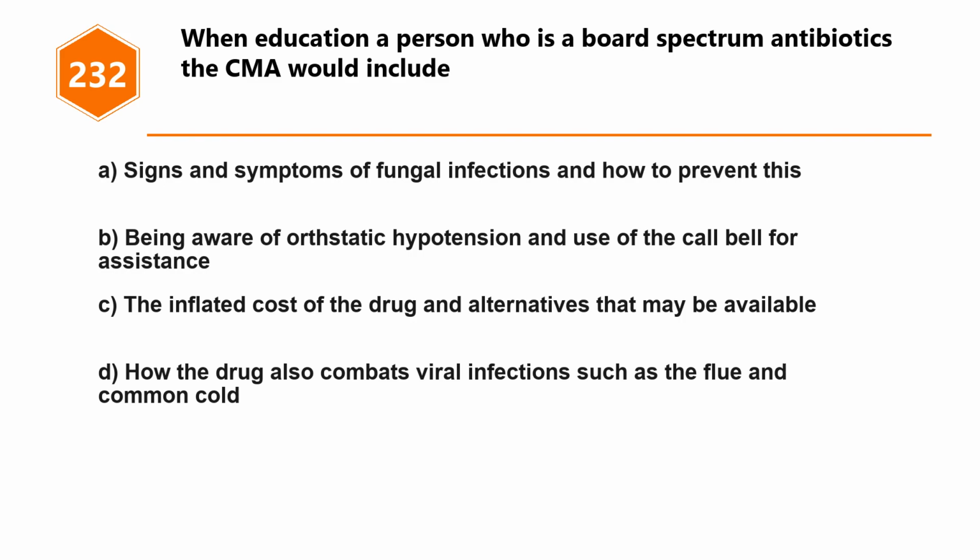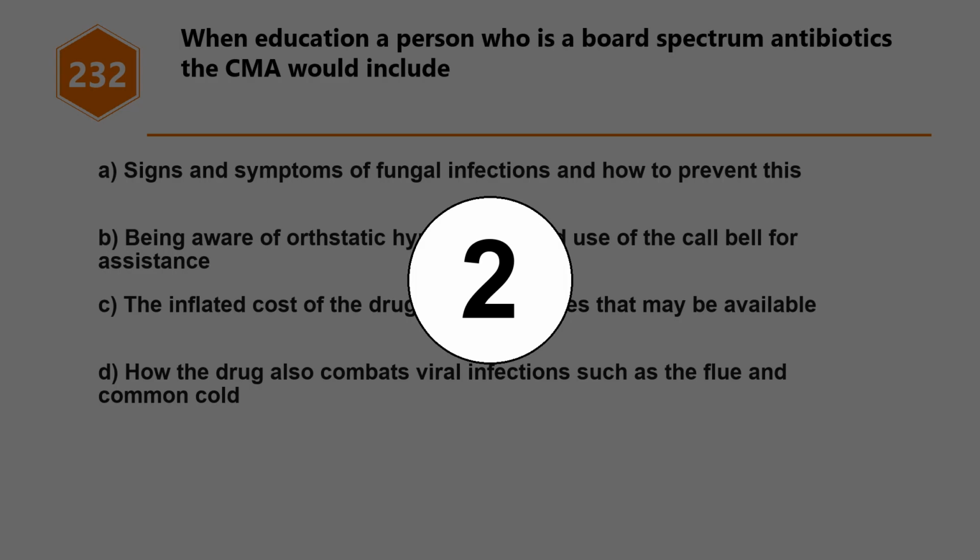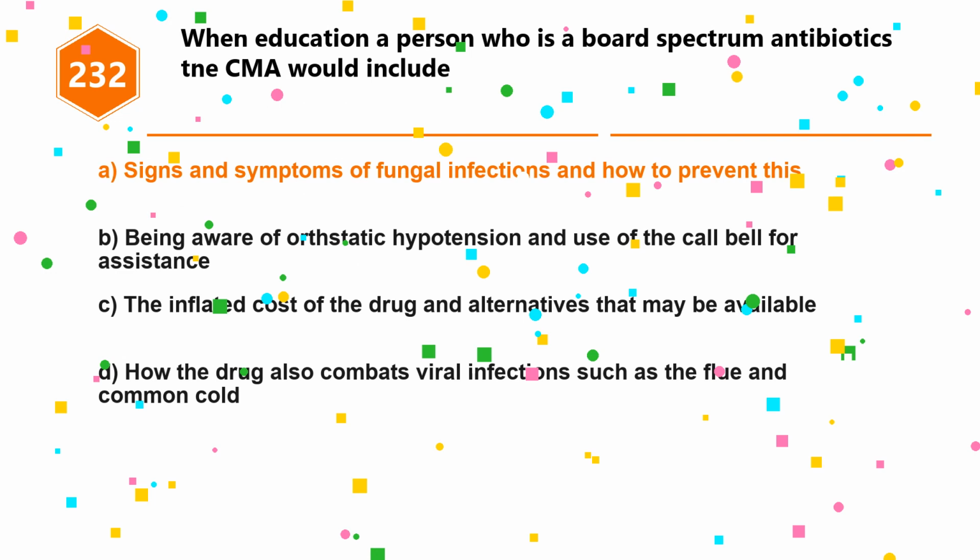symptoms of fungal infections and how to prevent this. Option B, being aware of orthostatic hypotension and use of the call bell for assistance. Option C, the inflated cost of the drug and alternatives that may be available. Option D, how the drug also combats viral infections such as the flu and common cold. The correct answer is option A, signs and symptoms of fungal infections and how to prevent this.